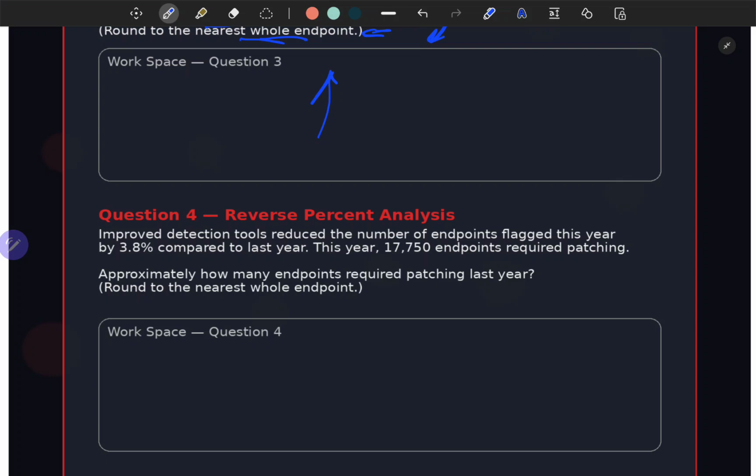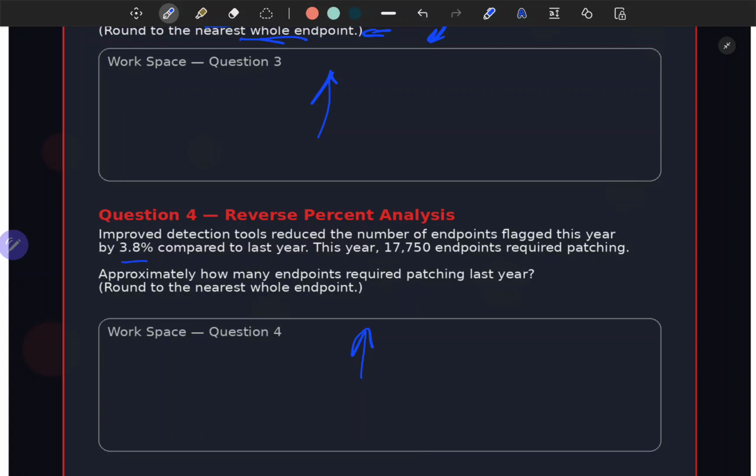I didn't like the service. It was horrible. I wish I could pay less if possible, if that were a thing, or a reverse tip, if you will, right? So that would be similar to what we have here. And improved detection tools reduced the number of endpoints flagged this year by 3.8% compared to last year. This year's 17,750 endpoints required patching. Approximately how many endpoints required patching last year, right?